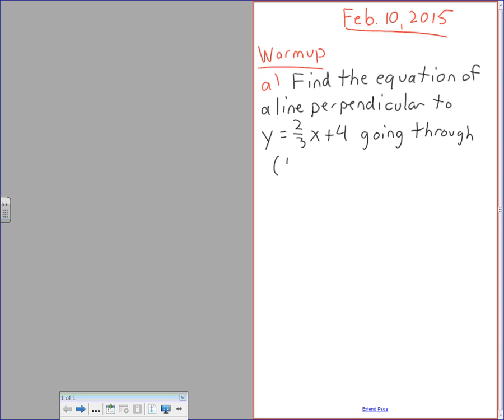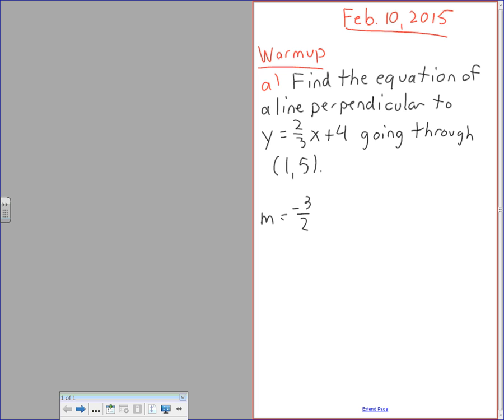Going through (1, 5). All right, Alistair, I'm going to pick on you. To make the equation of a line, we need two things. Alistair, what are the two things you need? Slope is going to be -3/2. Good. Slope's one of them, y-intercept's going to be the second. If your original slope is 2/3, your perpendicular slope is going to be -3/2.